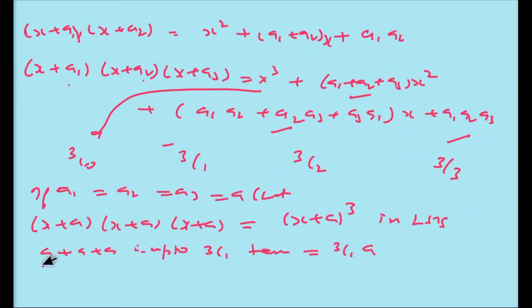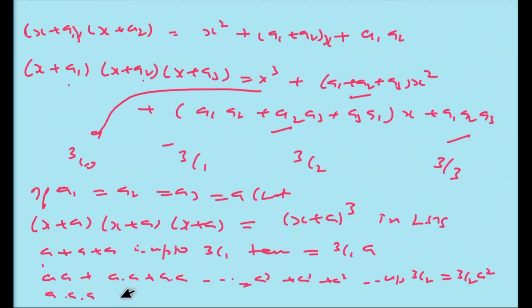Now this one is a into a plus a into a plus a into a, which means a square plus a square plus a square, up to 3C2, so it is 3C2 a square. Similarly here we can write 3C3 a cube. Okay, so a into a into a up to 3C3, so we can write here 3C3 a cube.